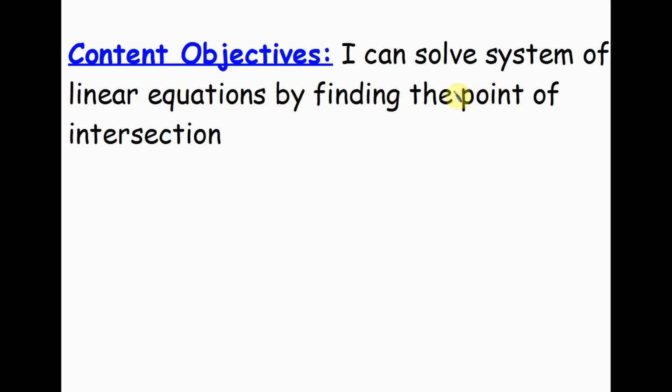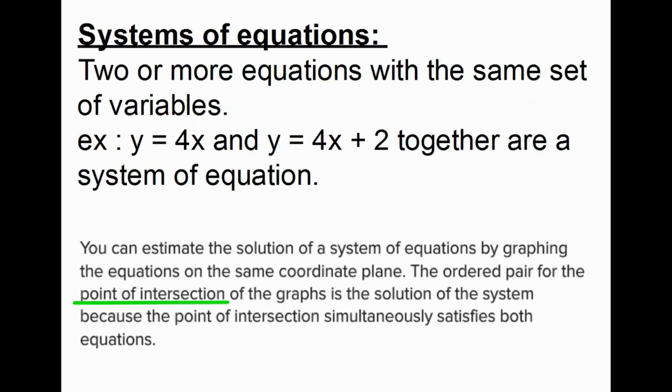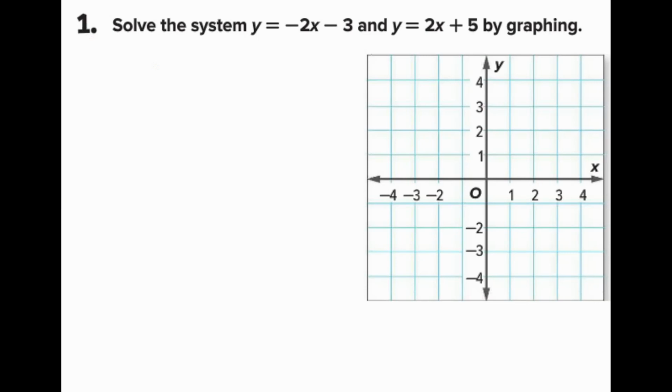To begin with, we need to know what we mean by a system of linear equations. A system of equations is when you have two or more equations with the same set of variables. In order to find the solution of the system of equations, you will need to find the point of intersection that satisfies both equations. Number 1, solve the system y is equal to negative 2x minus 3 and y is equal to 2x plus 5 by graphing.